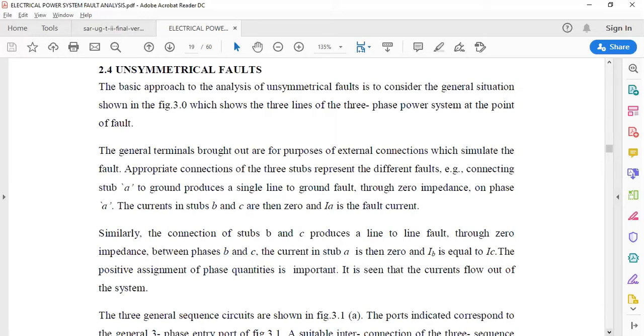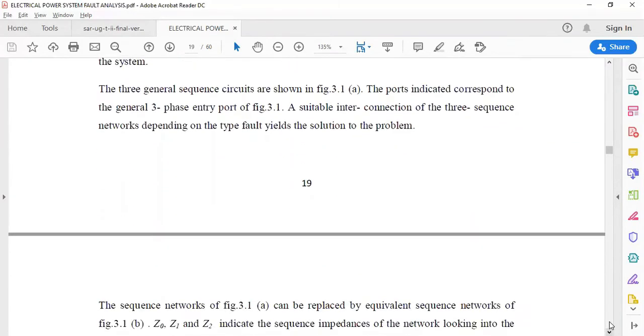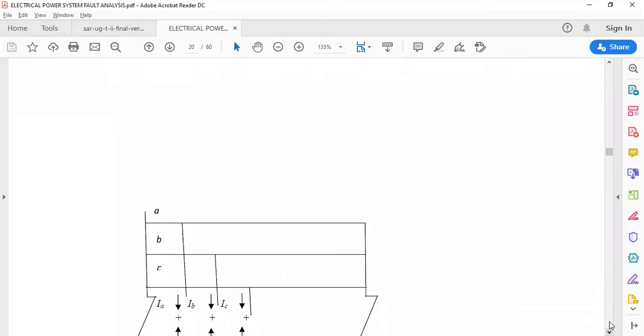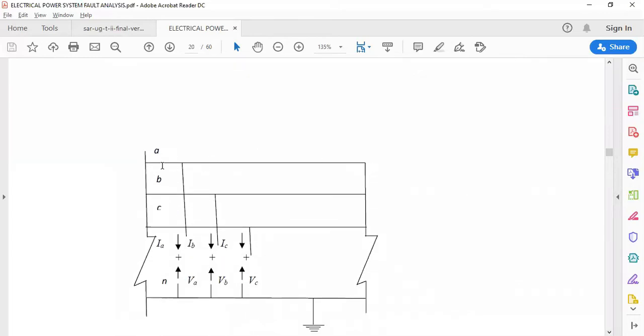So let's consider this particular diagram, in which these are the three phases which we have taken into consideration. Whenever we are connecting a phase with the neutral, that is grounded, let's take P. So these are the different phases which we are considering for the fault analysis, that is phase A, phase B, and phase C.